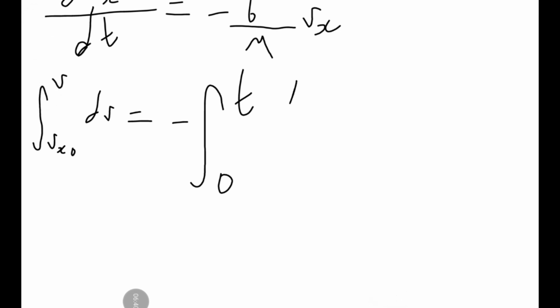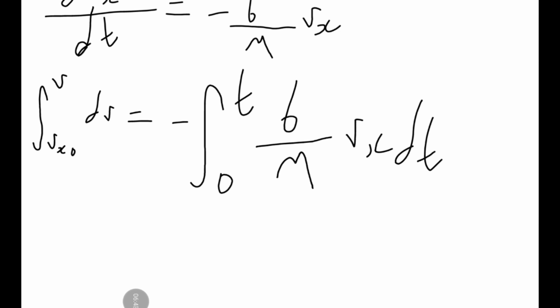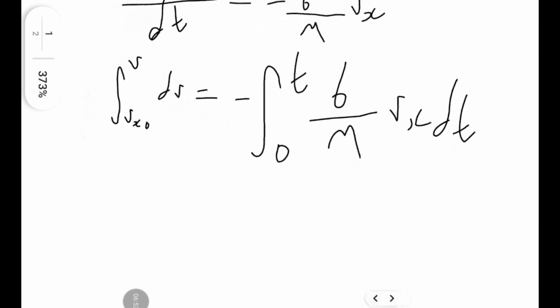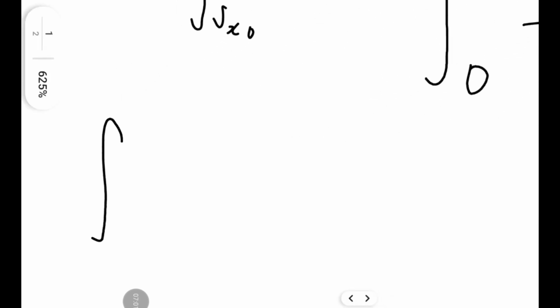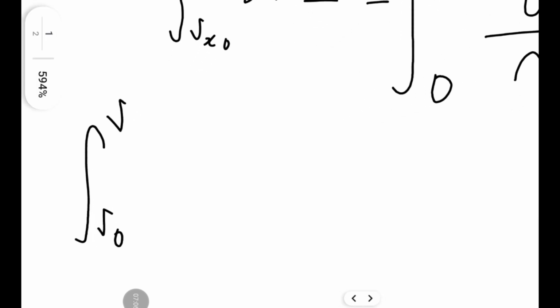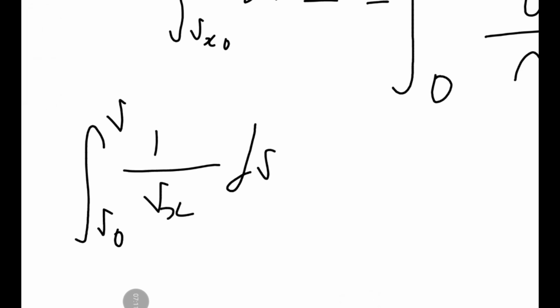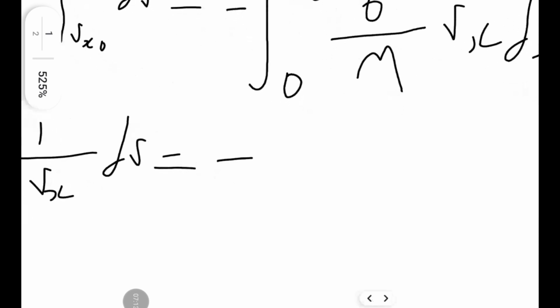Now, the next part we're going to have is b over m vx dt. Now that's not great. We can't actually do anything with that because v is a variable. So we're going to flip that and divide by vx, and we're going to get into a much better format, which is a lot easier to work with. We're going to get into this format: integral from v0 to v of 1 over vx dv is equal to the negative integral between 0 and time.